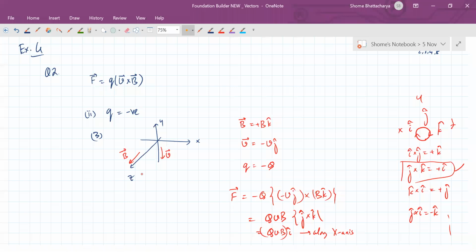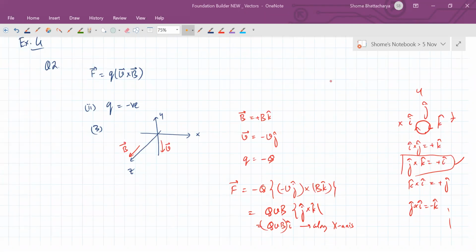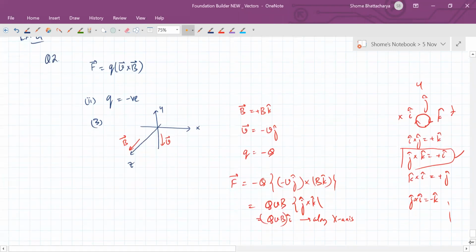Now you can just try out one of the other examples of this by the same method. Okay, good. Can you complete the other examples yourself, like the other options? Same way, right? Okay. Now let's move on to question 3.